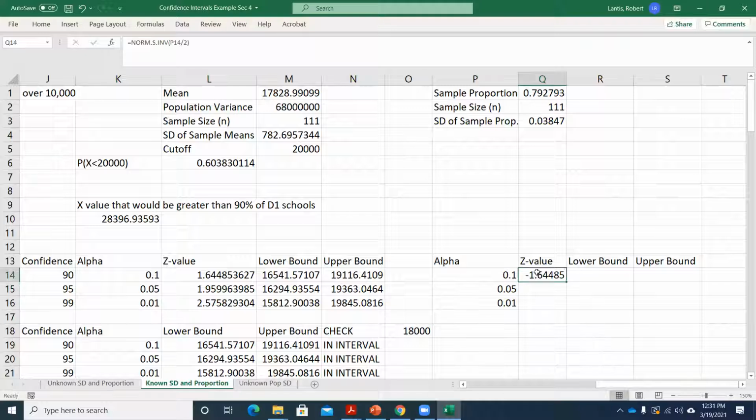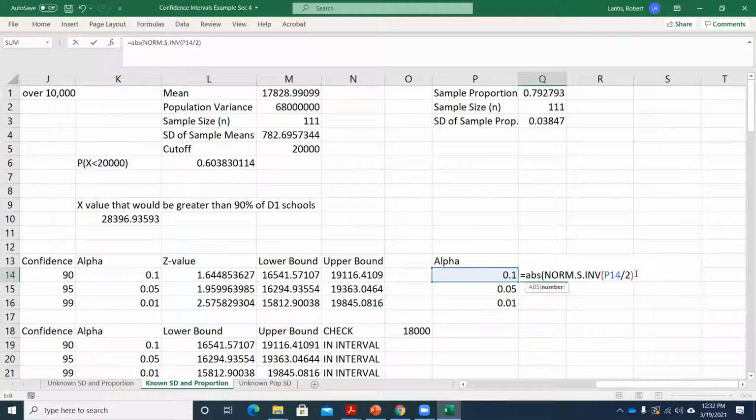So we said there were 2 ways to fix this. We could do 1 minus alpha over 2, or probably the easier way, I think, is just to take the absolute value, right? We just want the absolute value of that z-score because the positive and negative are already going to be built in when we calculate the lower and upper bound.